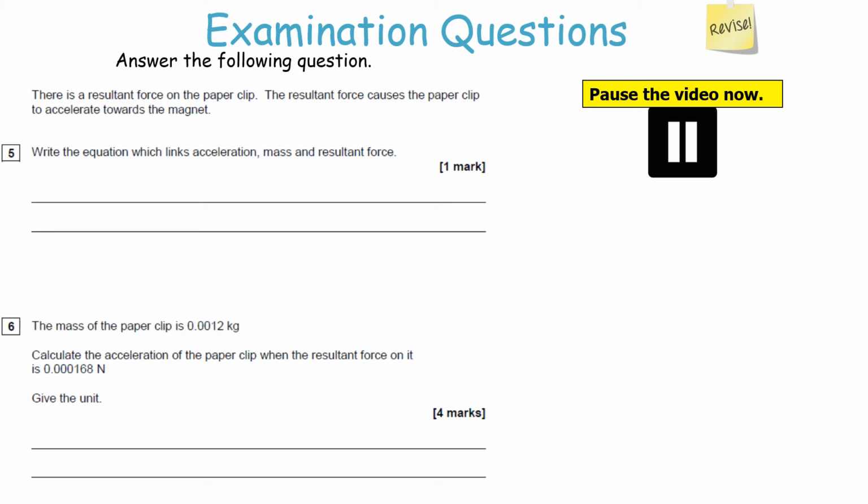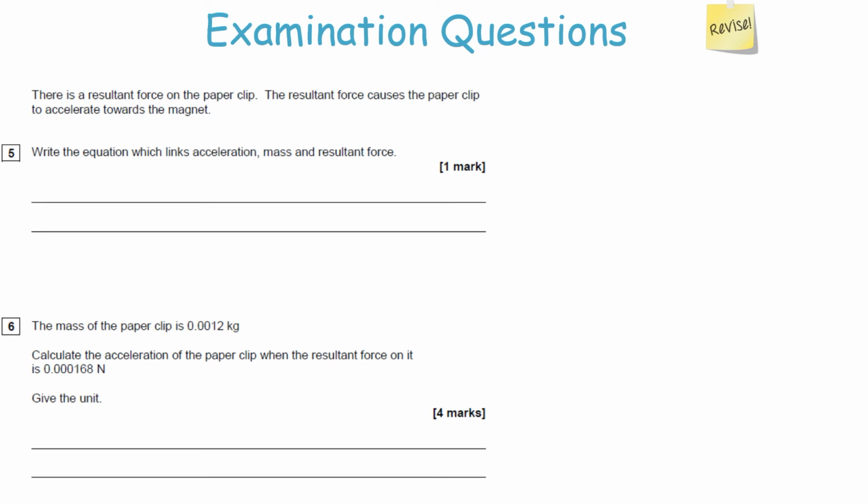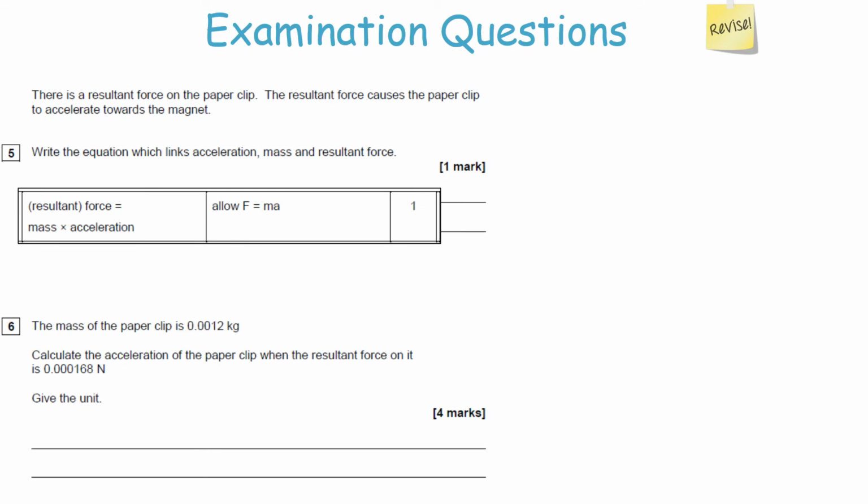So once again, what do you have to do? You've got to remember your equations. So you've got to know that force is equal to mass times acceleration. F is equal to ma. So that's an equation you've just got to memorize.